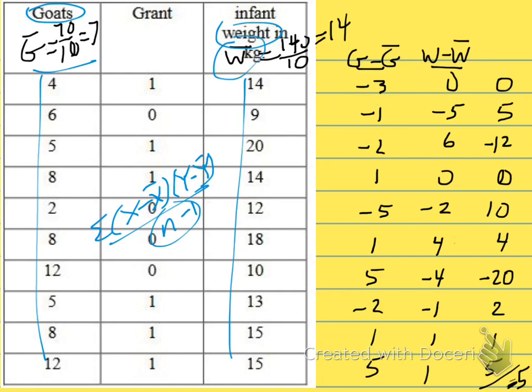So then I calculate the mean of weight, so I find that the sum is 140 divided by 10. That means the mean is 14. So then 14 minus 14 is 0, 9 minus 14 is minus 5, 20 minus 14 is 6, and so on. So I get g minus g bar and w minus w bar, or x minus x bar, y minus y bar.